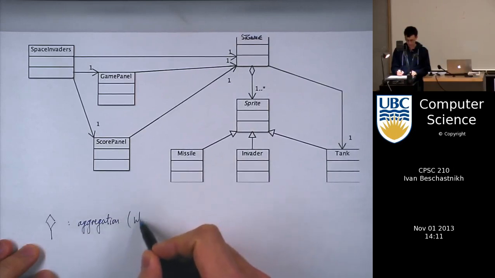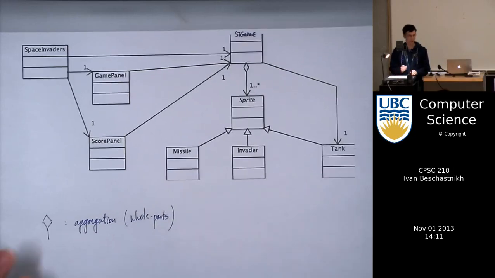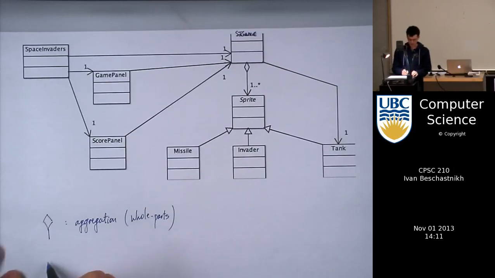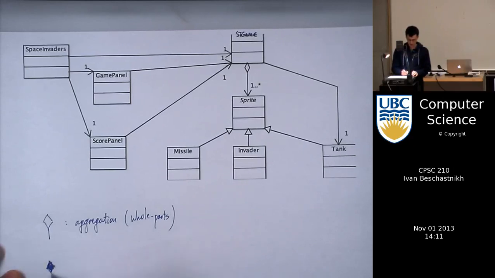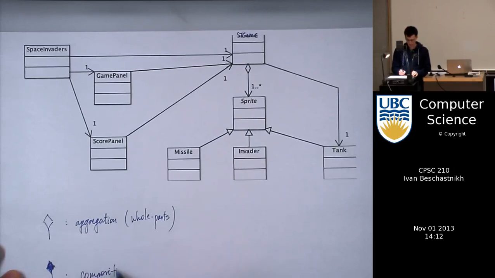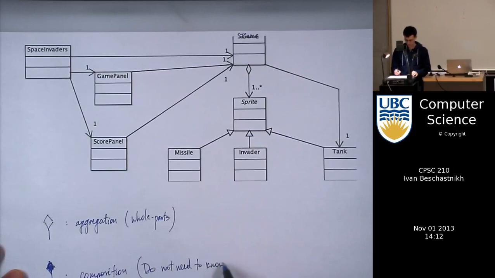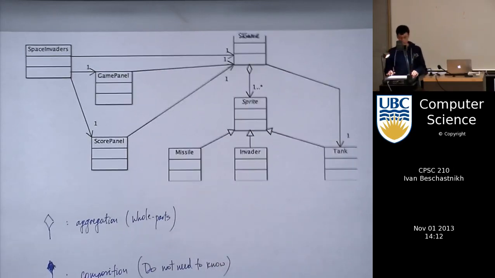And this is a whole-parts relationship that we're talking about. And then there's another version of this, which is shaded, which you might notice in some readings. This is composition. So you do not need to know this last one, which is composition.